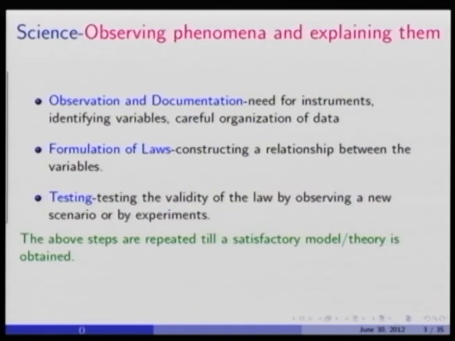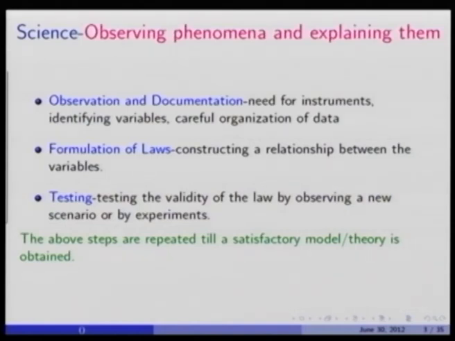So for example, the first thing obviously is observation and documentation, right? So first you must observe something. Say you want to observe sunrise and sunsets and see how they change with time of the year. Then first of all you must have a nice watch, which can make accurate observations and plot them. So this is the first part, observation and documentation.